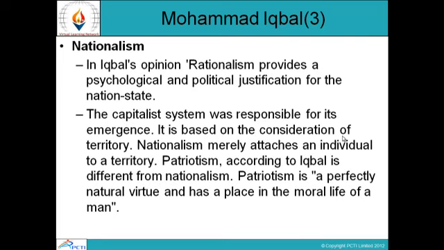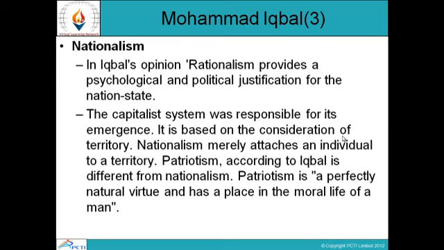Nationalism. In Iqbal's opinion, rationalism provides a psychological and political justification for the nation state. The capitalist system was responsible for its emergence. It is based on the consideration of territory. Nationalism merely attaches an individual to a territory. Patriotism, according to Iqbal, is different from nationalism. Patriotism is a perfectly natural virtue and has a place in the moral life of a man. So patriotism is different from nationalism.